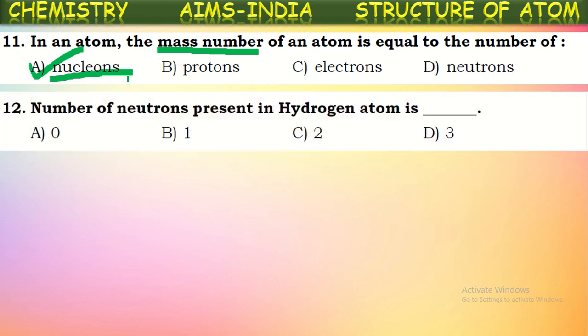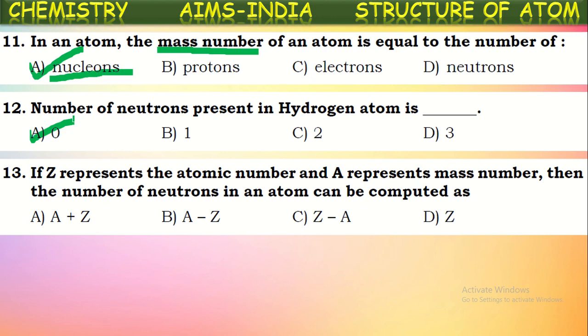Okay, next question. Number of neutrons present in a hydrogen atom. Actually, normal hydrogen has only one proton and one electron. It has no neutrons. We can say this is the only atom among all the 118 elements, the only element which does not have any neutrons in its atoms. Normal hydrogen has zero neutrons.